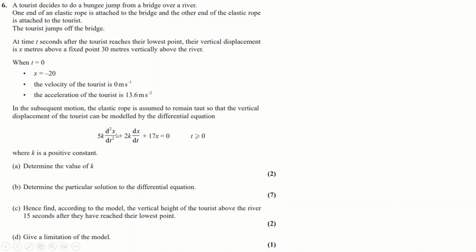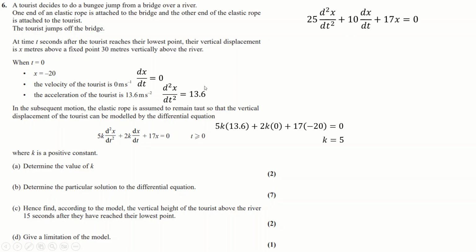So we have a differential equations question here. When t is 0, x equals -20, the velocity, now velocity is dx by dt, so dx by dt is 0, and acceleration is d2x by dt squared. That's equal to 13.6. Determine the value of k. Well, we can just do that by putting in the initial conditions. So we can put this into there, this into there, this into there, and we can solve that for k, and we'll get k as 5.